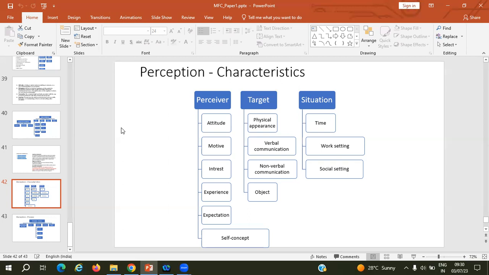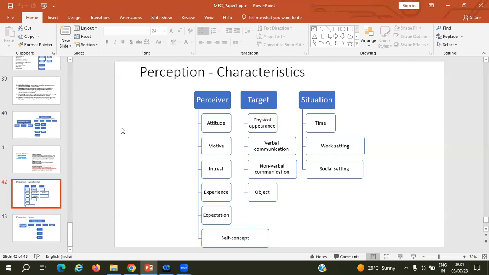Speech, English communication, what is the volume that person is using, how that person is commanding the vocabulary and language. All these things come under verbal communication. If a person is speaking very well, then definitely that person is able to inspire you through verbal communication.